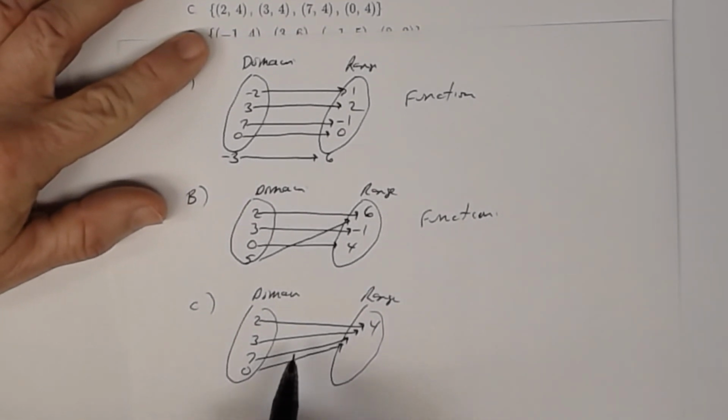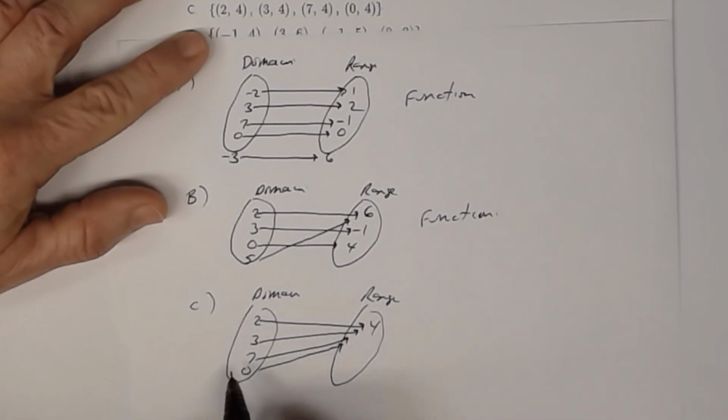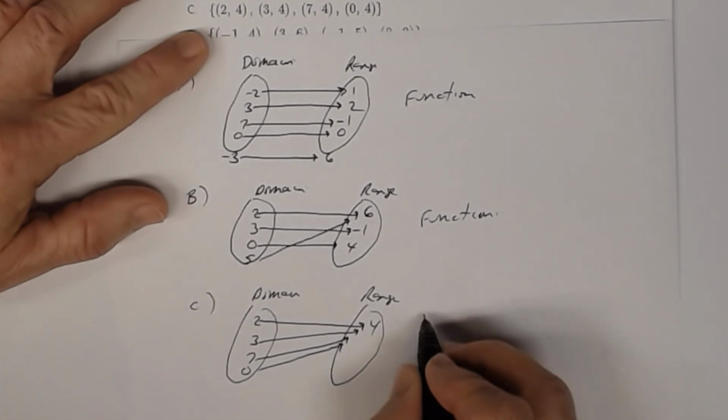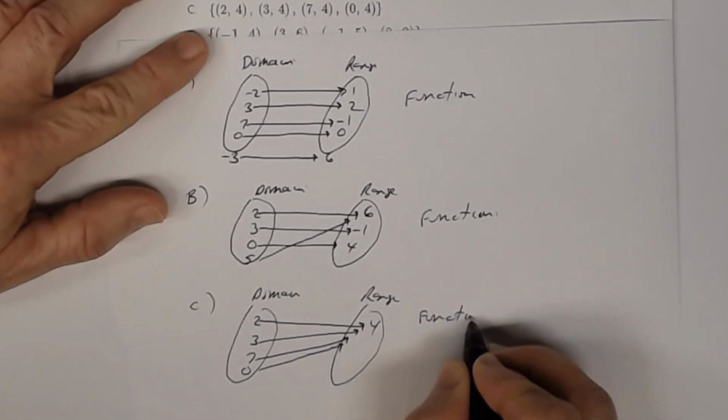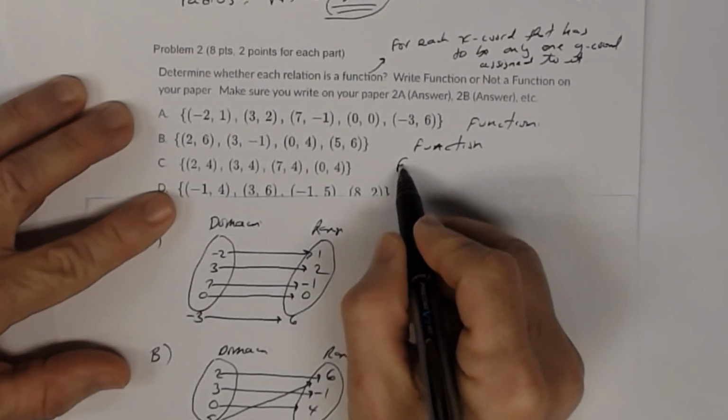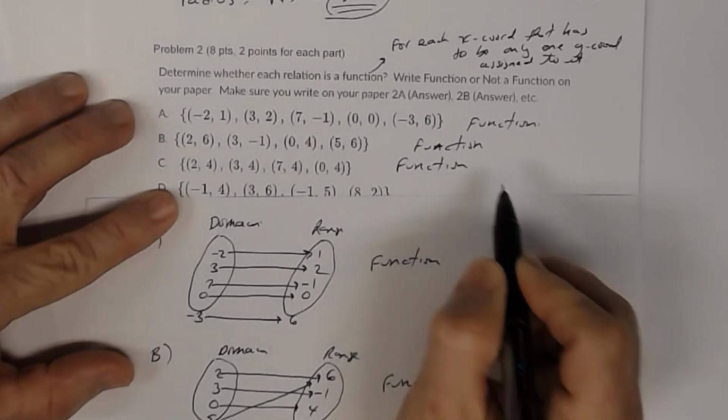That's still a function. Even though all these x values have the same y value, that's still a function. Definition of function: for each x coordinate, there's only one y coordinate, and there is here. So that's a function. So letter C, that relation is a function.